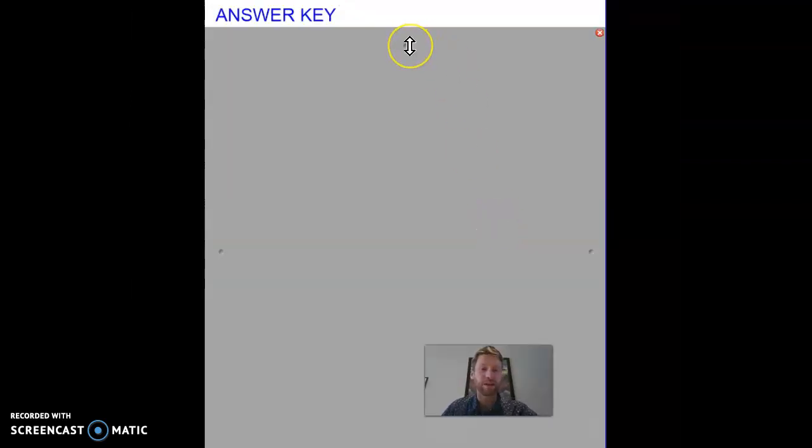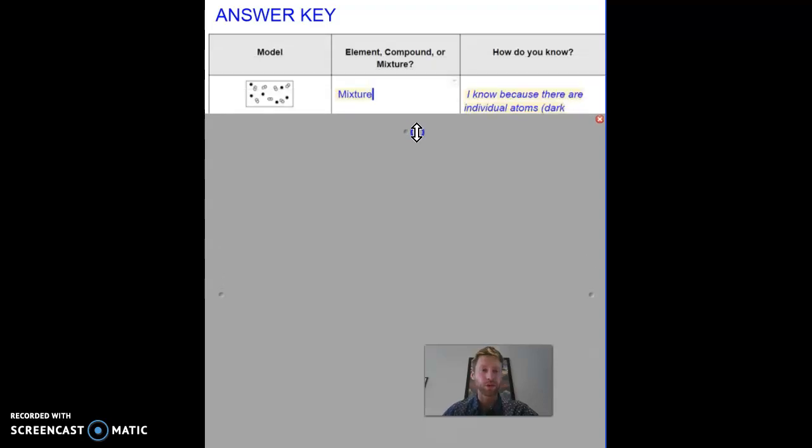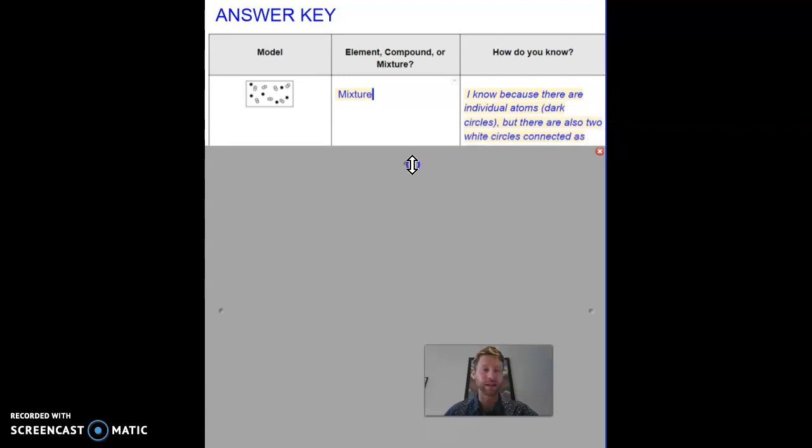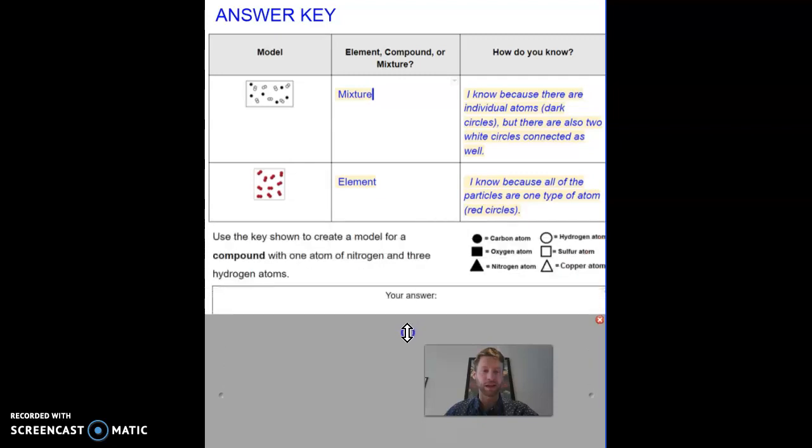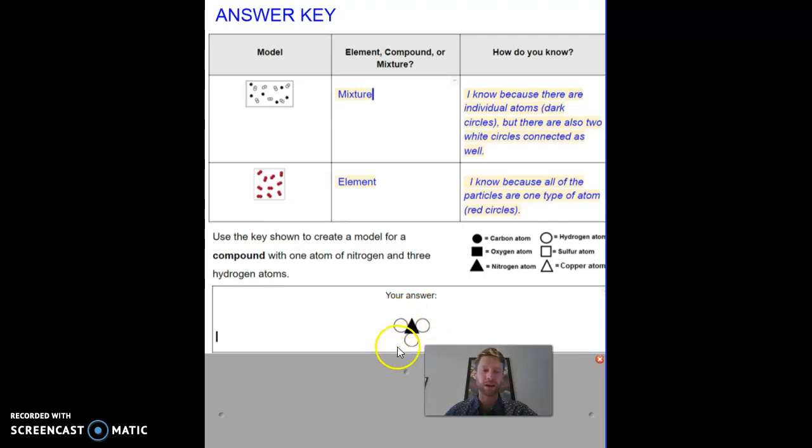At this point, you should have all of your answers done for your check for understanding. Okay, first one is a mixture. I know this because there's individual dark atoms, but there are also 2 white circles connected as well, so it's a mixture. The second one is an element. I know this because all of the particles are 1 type of atom. They're all red circles. Okay, down below, you should have drawn a picture that looks similar to mine. Should be a shaded in triangle attached to 3 unshaded in circles. Doesn't matter the orientation, but they should look something like this.